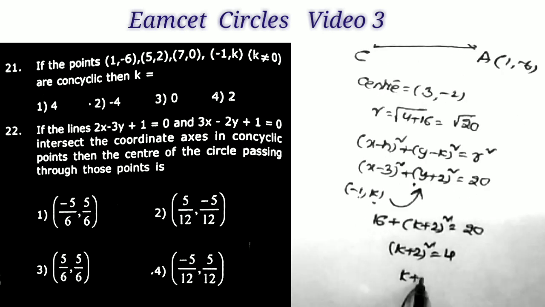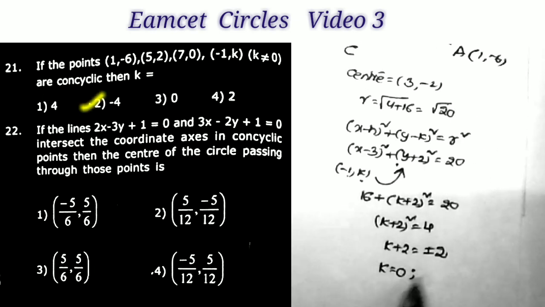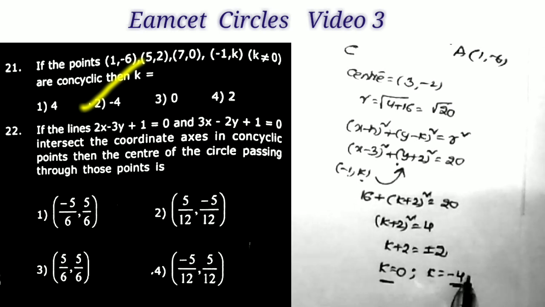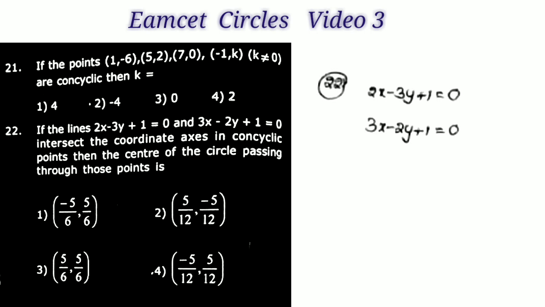Then k plus 2 is equal to plus or minus 2. Therefore, the value of k is equal to 0 and the value of k is equal to minus 4. Already given that k is not equal to 0. Therefore, the value of k is equal to minus 4. That's all, and that is the second option. Very easy. Next problem, sum number 22.